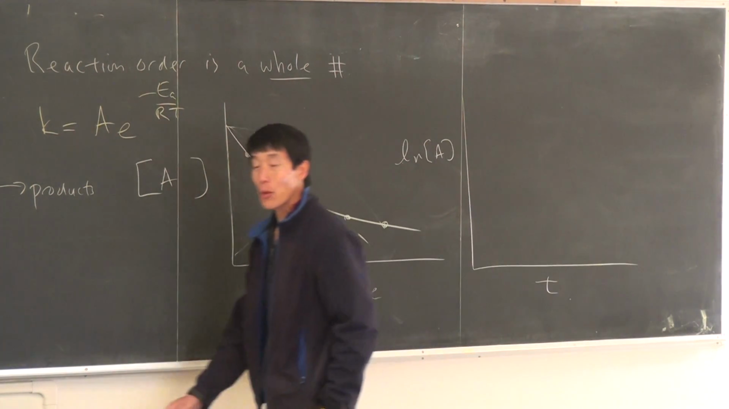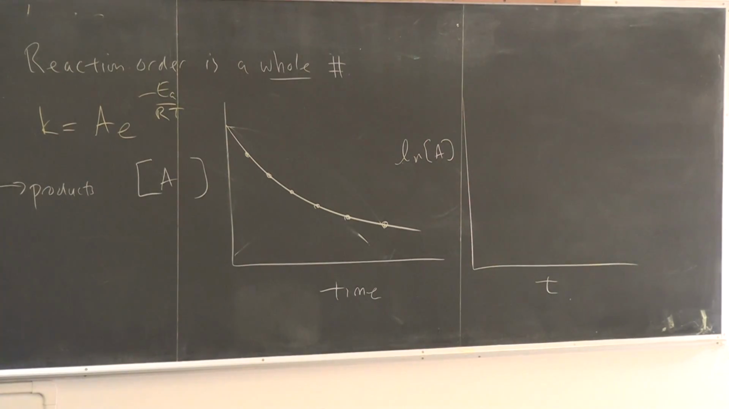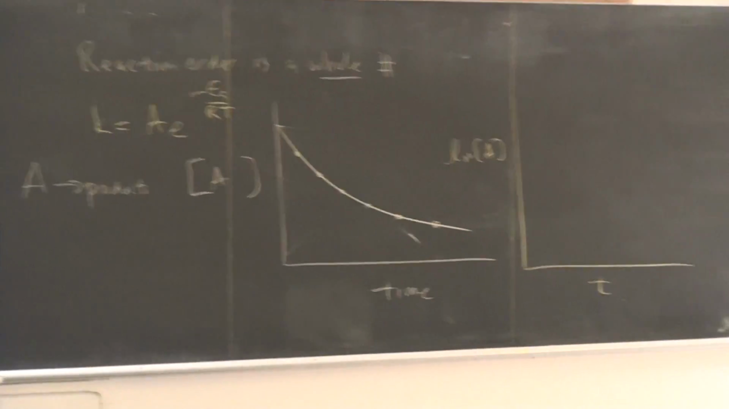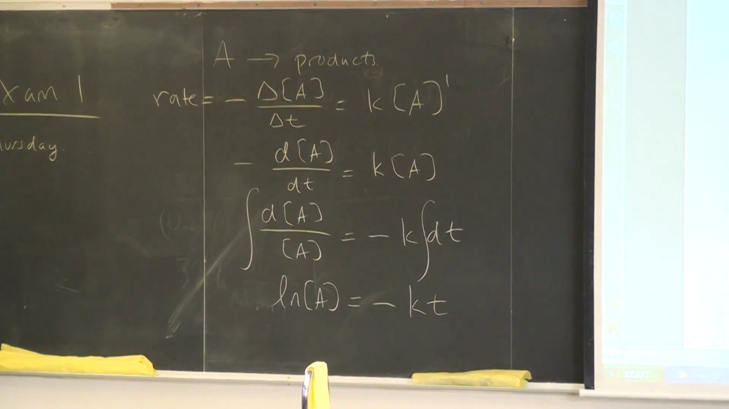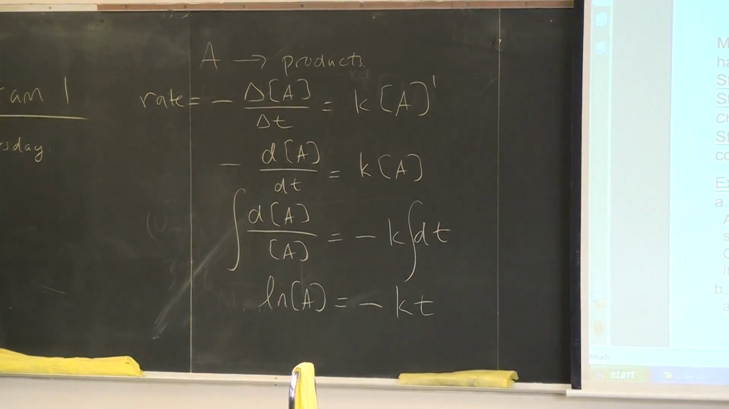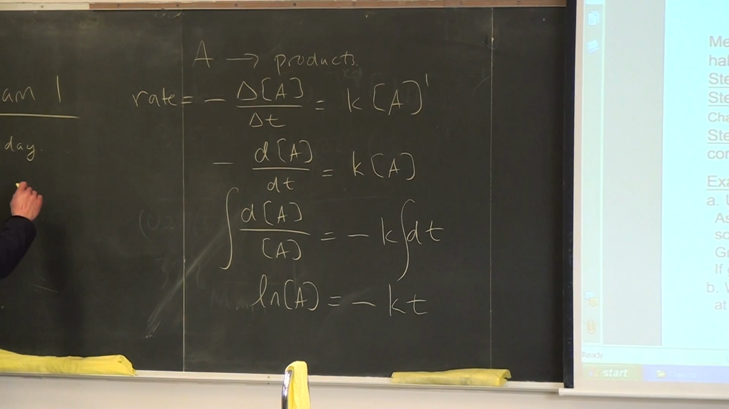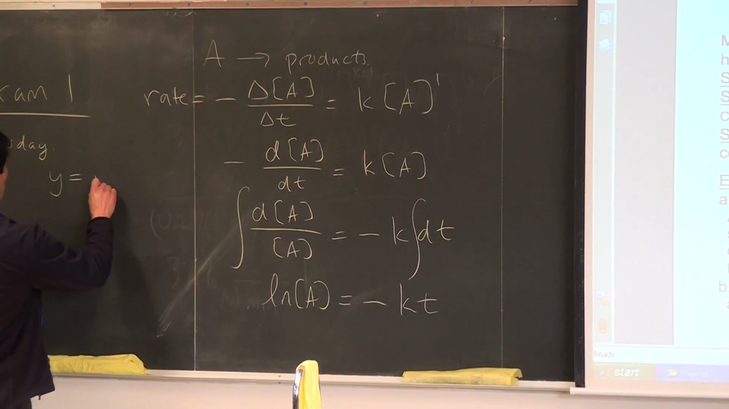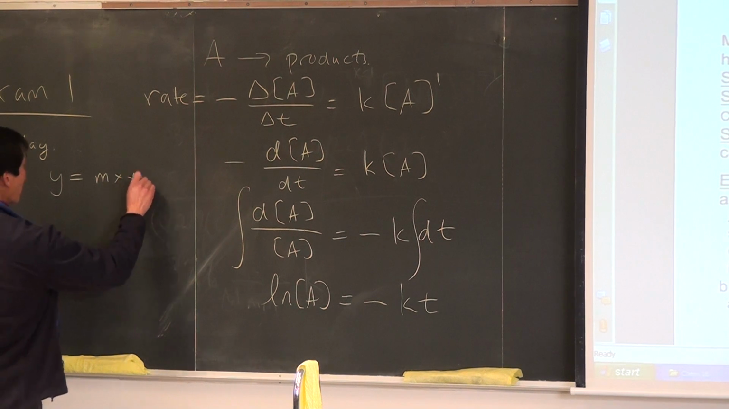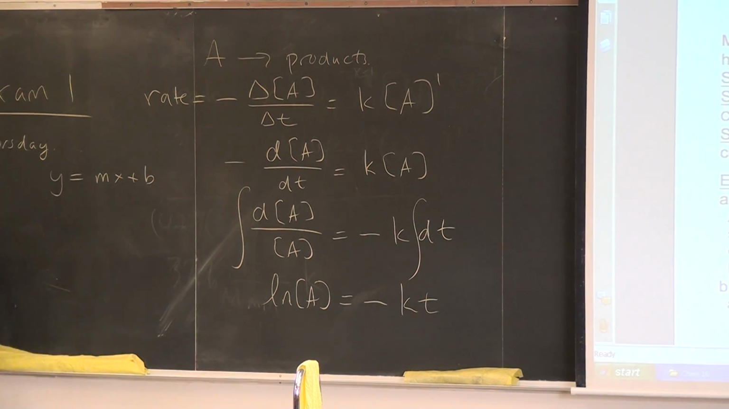And what should this graph look like? Now, before we go on, the reason for doing that is, remember from, I can't remember which math class, when you're doing a linear fit of a line, you have this equation, y equals mx plus b, where m is the slope and b is the y-intercept. So that's what we're doing here.